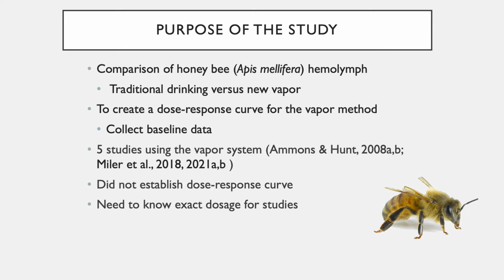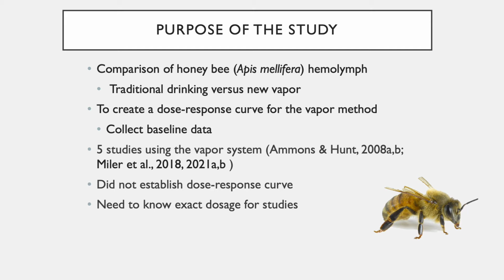The main purpose of the study was to do a couple of things. First, I wanted to do a comparison of the honeybee hemolymph levels, looking at the traditional drinking method compared to the new vapor method. Now, the drinking method is usually used with the honeybees, while the vapor method has been used mainly with the fruit flies. And I wanted to create a dose-response curve for the vapor method and compare that to the traditional feeding method dose-response curve, as well as to collect baseline data so that we would have an idea of how much is actually being metabolized by the honeybee with the feeding method in comparison to the vapor method.